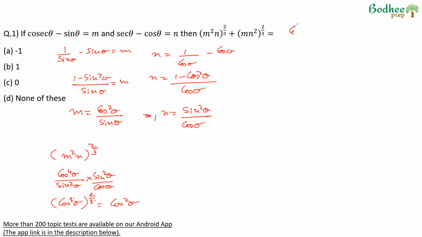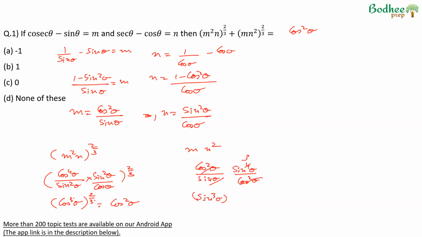So here we have cos square theta from the first term. The second term is m n square. M is cos square theta upon sin theta. N square will be sin power 4 theta upon cos square theta. Cos square cancels, and therefore this will be sin cube theta.